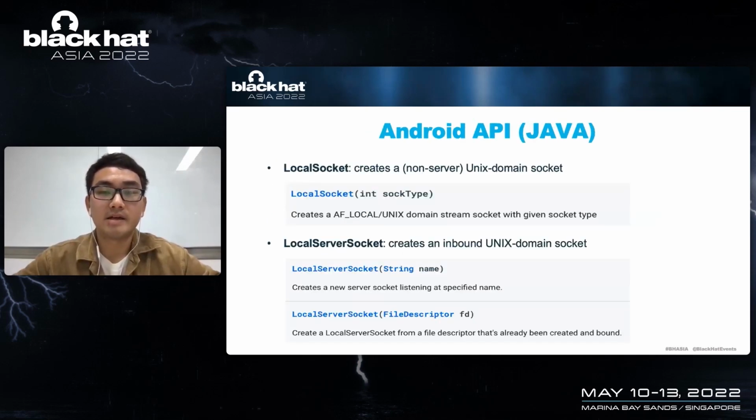Android provides many encapsulated APIs to use the UDS. Knowing these APIs is very helpful for reverse analysis. At the Java layer, you can use LocalSocket and LocalServerSocket to create a UDS. LocalServerSocket is the most common API. It encapsulates multiple low-level APIs, such as bind and listen. It can create a server socket, listening at a specified name.